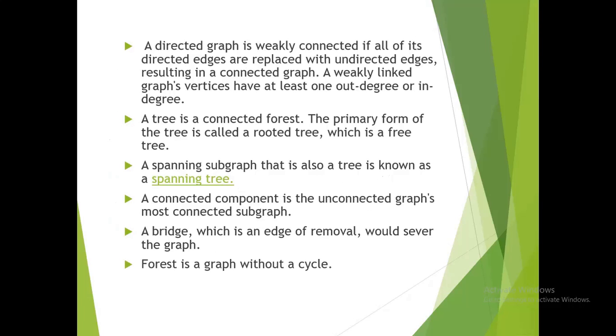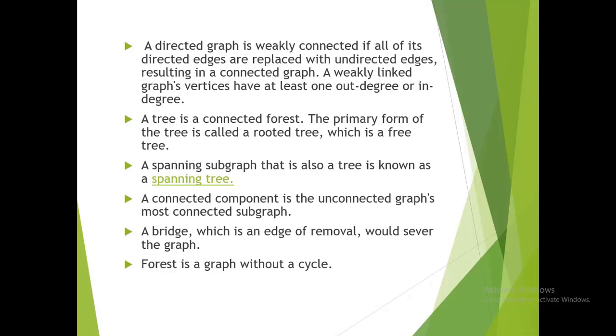A graph is weakly connected if, when all its directed edges are replaced with undirected edges, the result is a connected graph. A weakly connected graph's vertices have at least one out degree or in degree. A tree is a connected forest. The primary form of the tree is called a rooted tree, which is a free tree. A spanning tree is a subgraph that is a tree and covers all vertices.